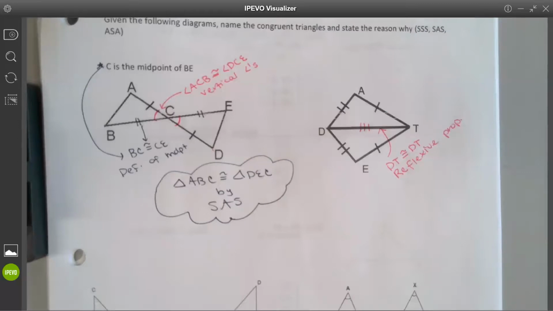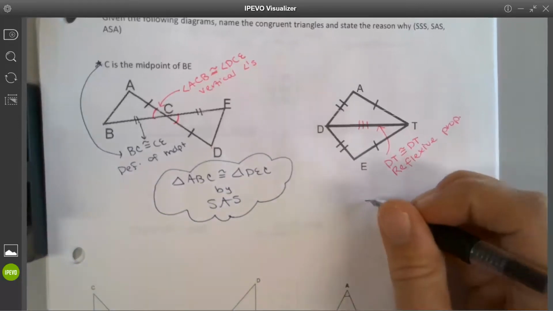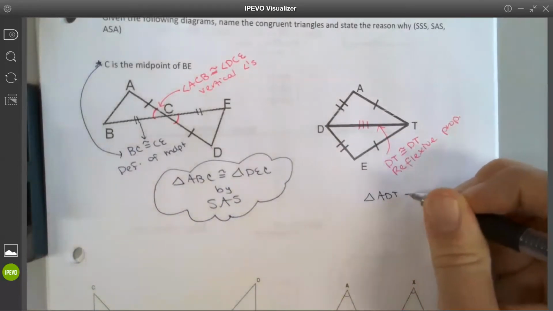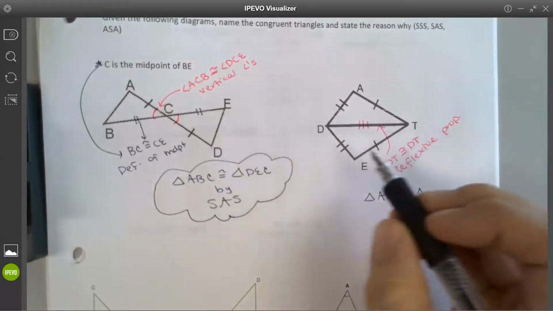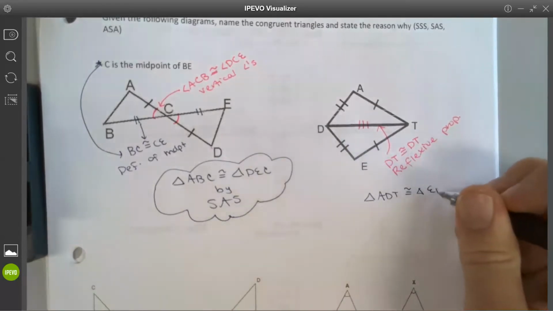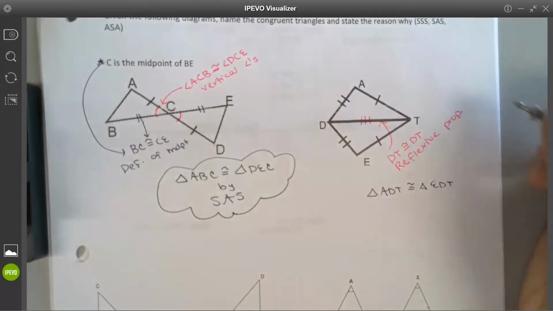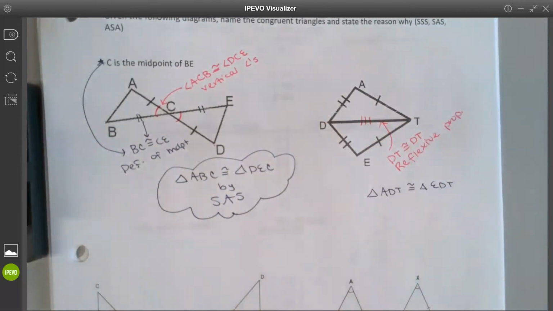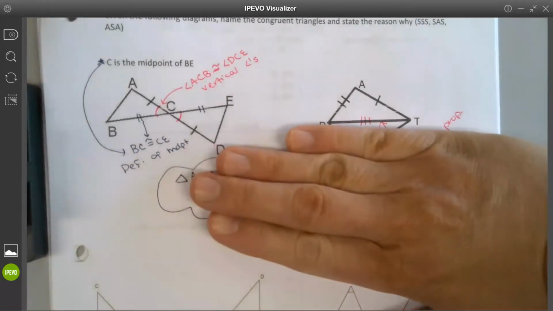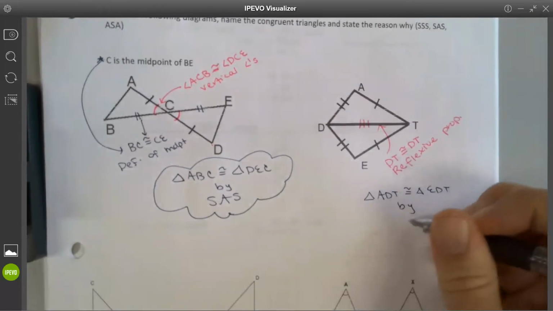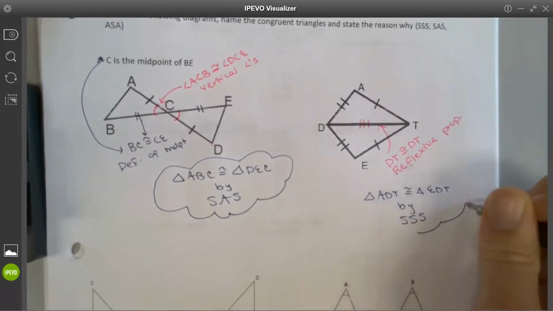Okay. Now that I have that, I'm going to say that triangle ADT is congruent to triangle EDT. Again, order matters, so I was careful to go in the same order. By what property? Look at just one triangle. Side, side, side.